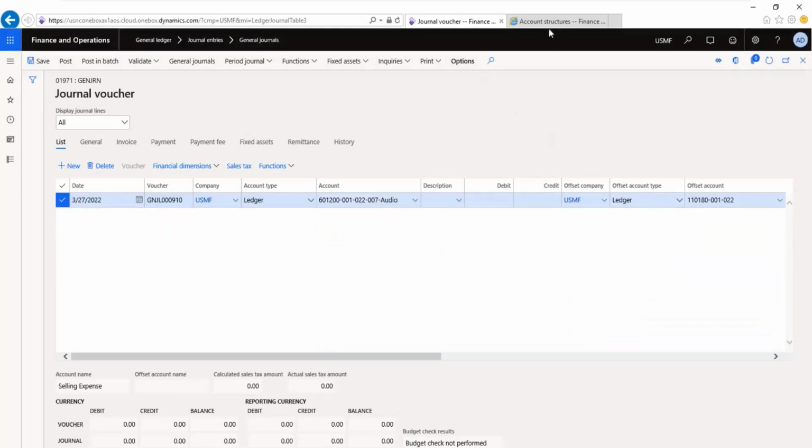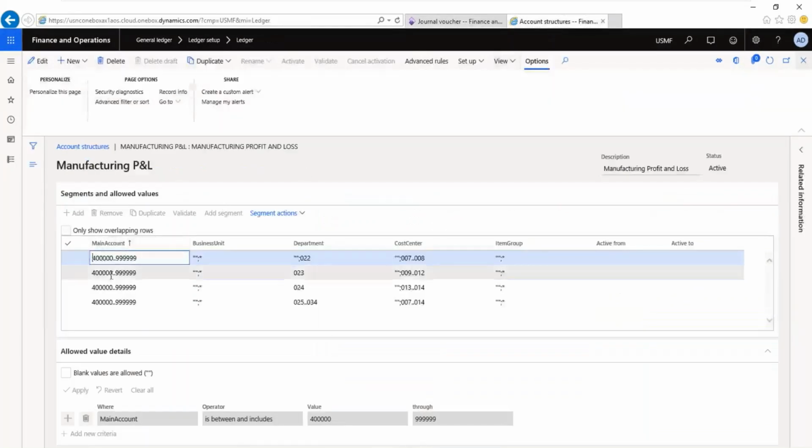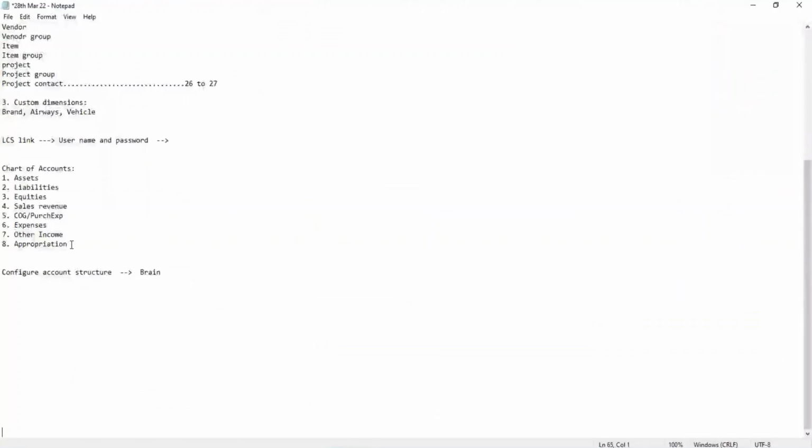So the reason behind this is that in the structure you have created, I want business unit, department, cost center, item group. So you need to create it for all these main accounts: main account plus business unit plus department configured. Understood?